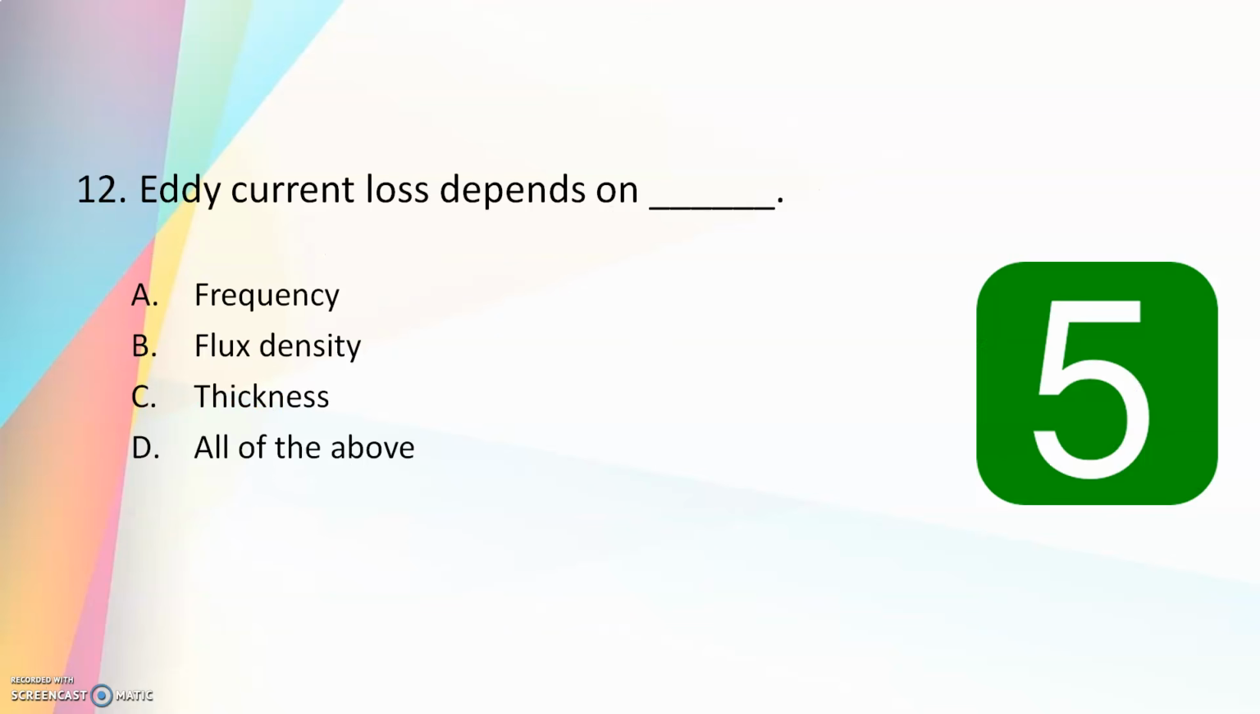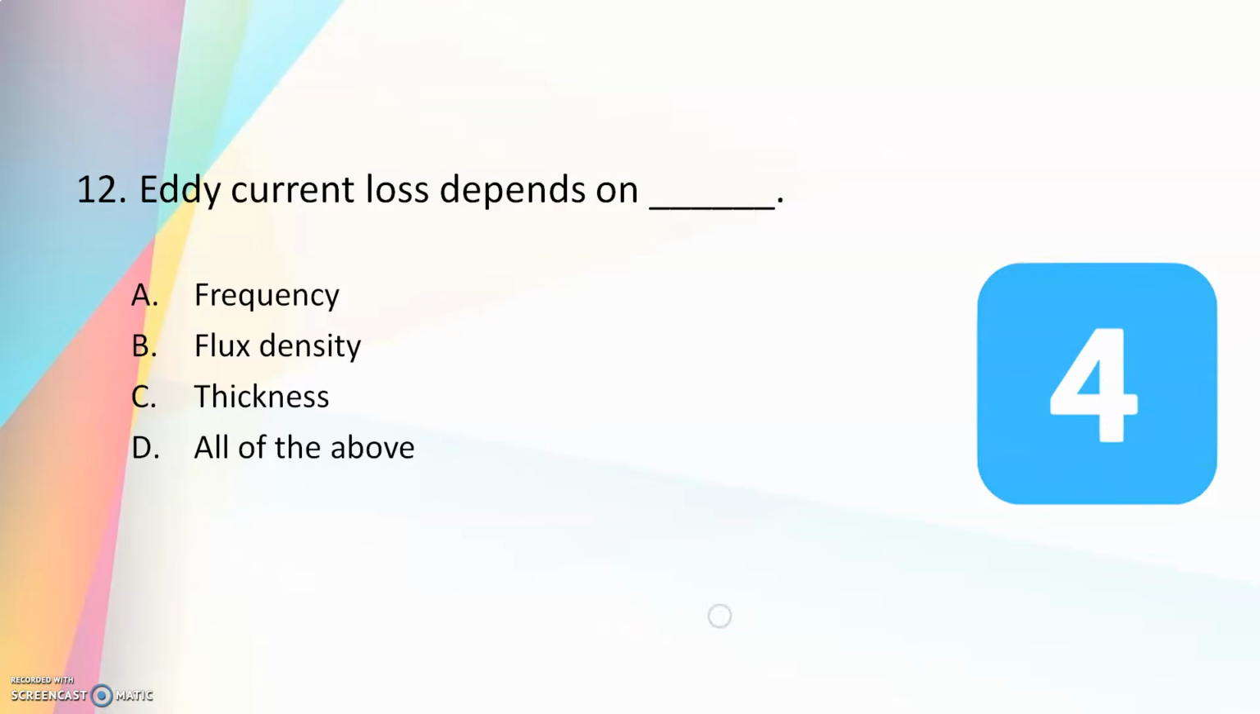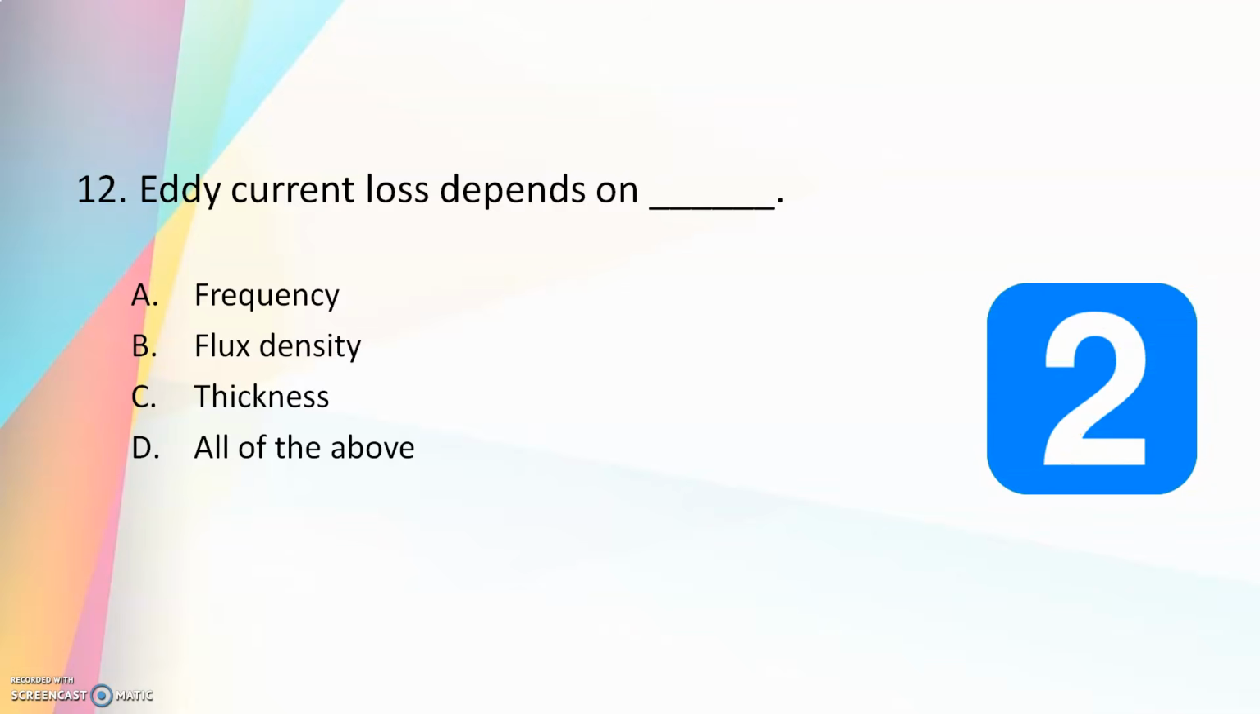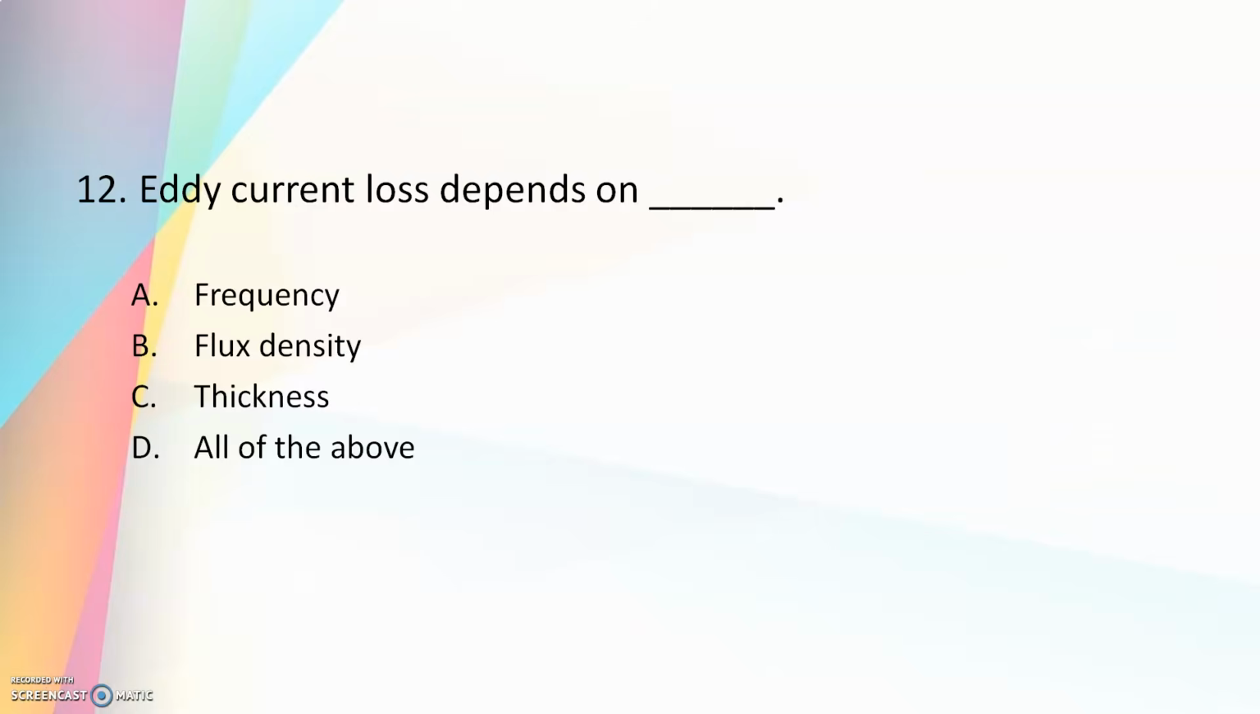Eddy current loss depends on frequency, flux density, thickness, and all of the above. And the answer is all of the above, because eddy current loss is given by constant K into F square B M square. So eddy current loss will depend upon the frequency, flux density and area of eddy current loop. That is the thickness.